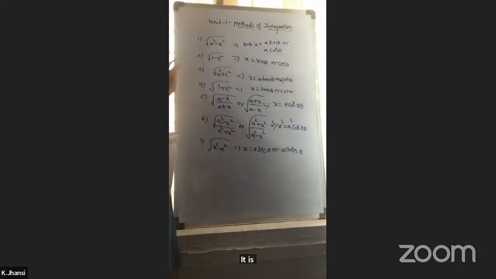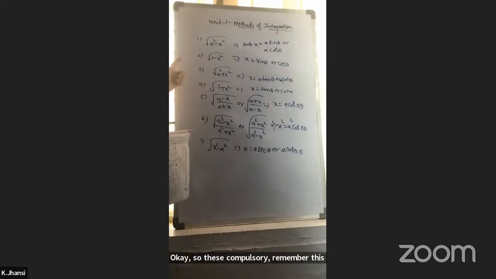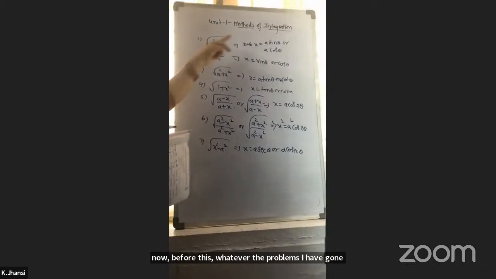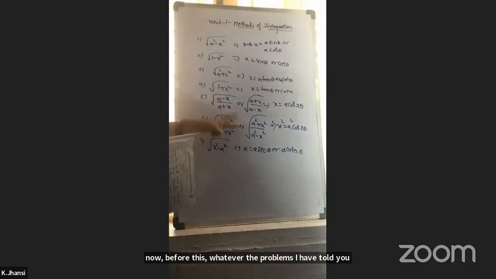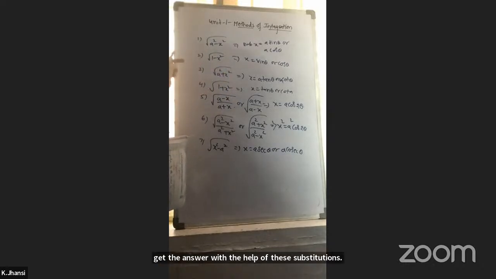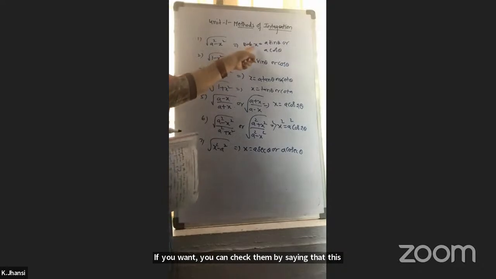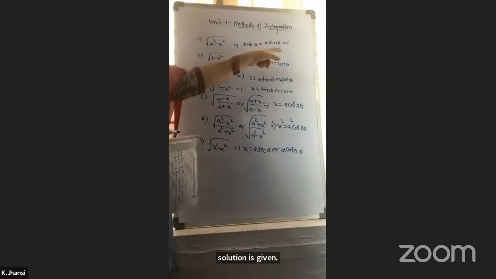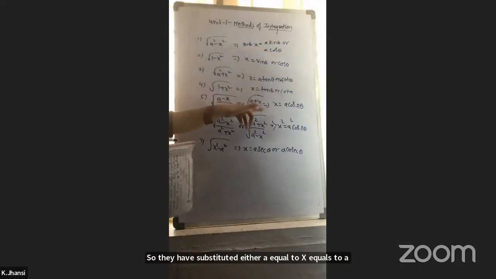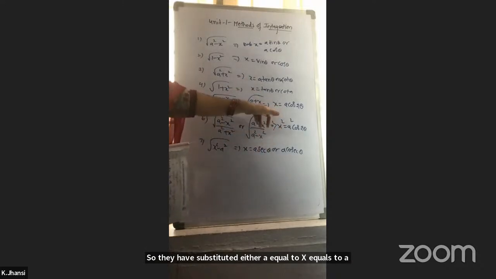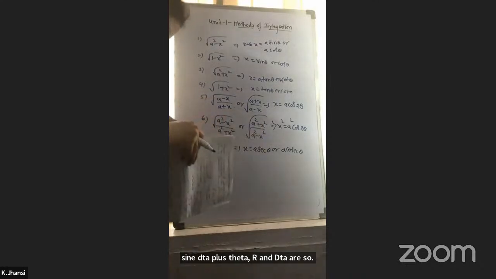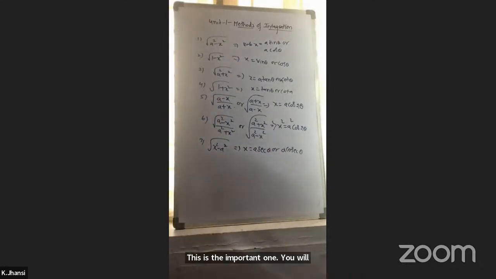Okay. So these are compulsory, remember this one. Just now before this, whatever the problems I have told, all those problems you will get the answer with the help of these substitutions. If you want, you can check them by seeing the textbook, where the textbook solution is given. They have substituted either x equals to a sin theta or cos theta or tan theta or secant theta or these values. This is the important one. You will get it even for the objective type and also 5 marks question will be there.